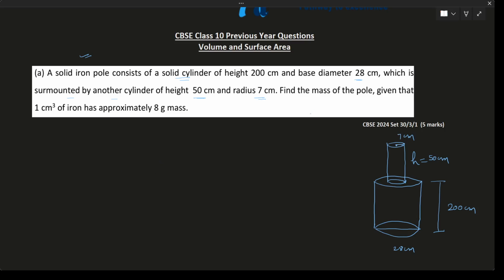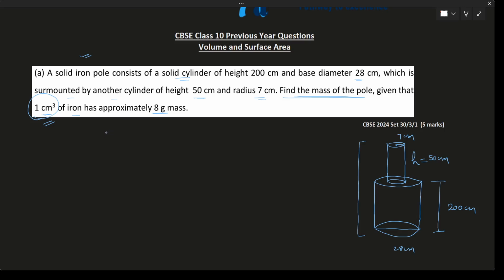Now what do we have to calculate? We have to find the mass of this whole pole, given that 1 centimeter cube of iron has approximately 8 gram mass. So how to calculate the mass? It's given per 1 centimeter cube, meaning with the units you'll come to know, you have to find the volume here. Okay, so we have a big cylinder.